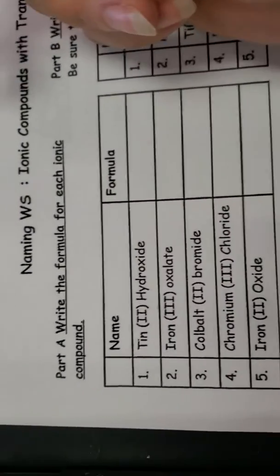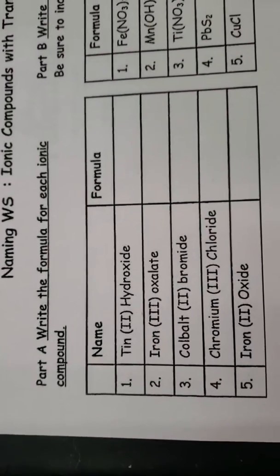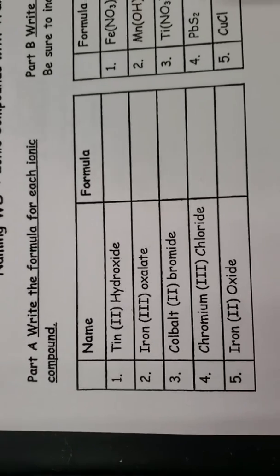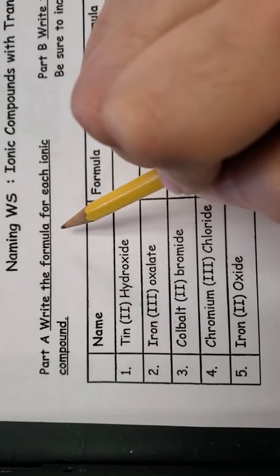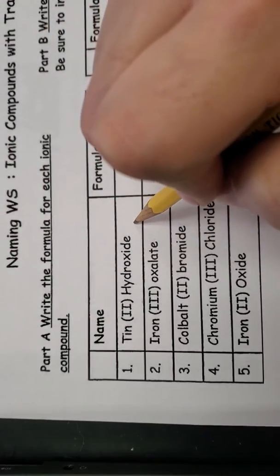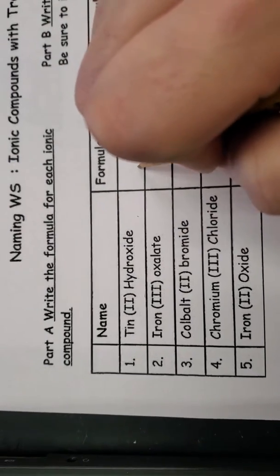Alright guys, so I'm going to do another example trying to be a little bit closer up for you guys to see. So in this case, we are writing the formula for an ionic compound. In this case, we are given the name and we are asking for the formula.